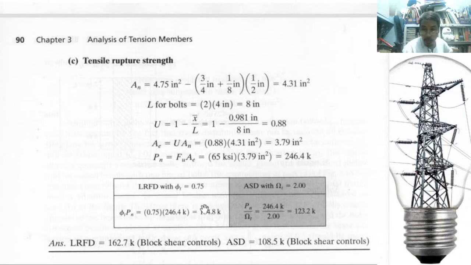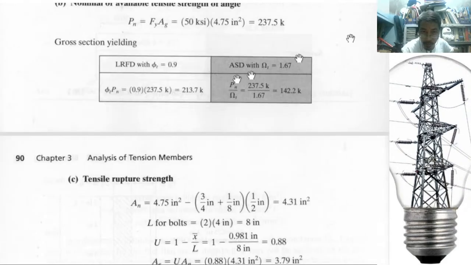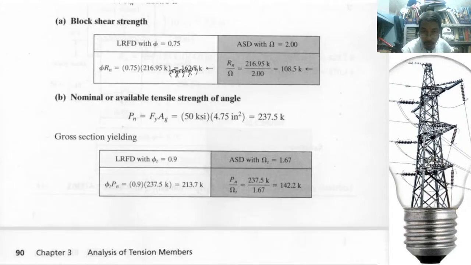Now we have the answers for block shear, yield, and rupture. We have three answers. Now compare the three: 184, 213, or 162. Therefore, 162.7 is the lowest, so that is our answer.